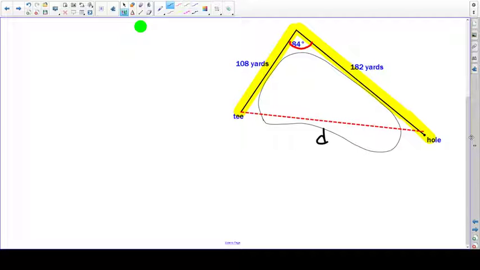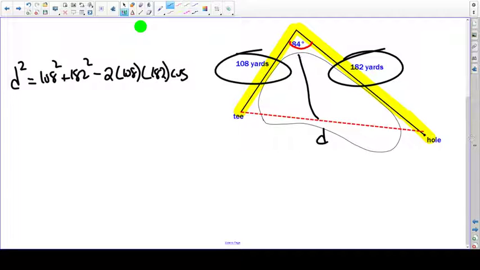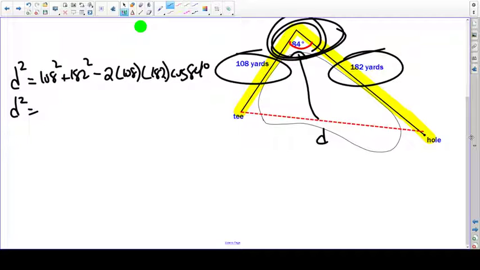We don't have ABCs or GHIs or whatever, so we can just skip right to the formula here. We're looking for D, so that's D squared equals 108 squared plus 182 squared minus 2 times 108 times 182 times the cosine of 84 degrees. So what's 108 squared? I have no idea. So I'm going to calculate it. It's 11,664.